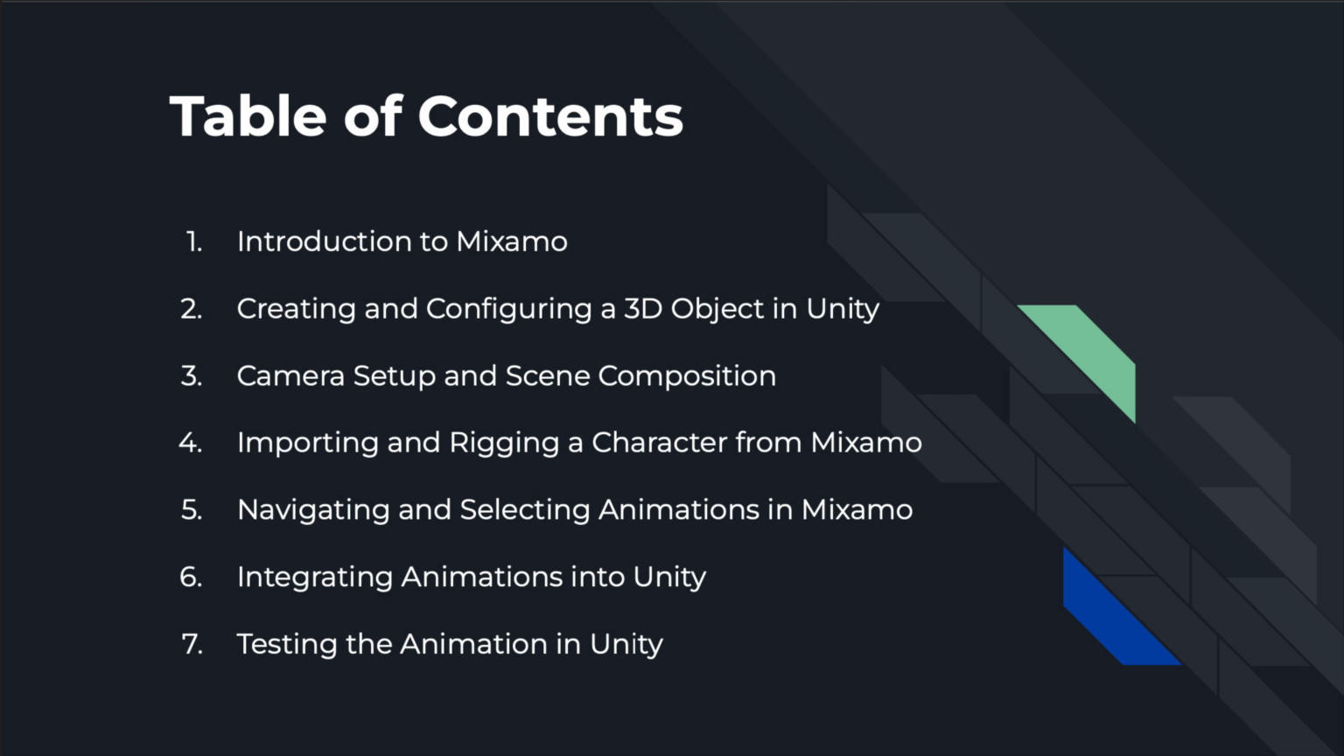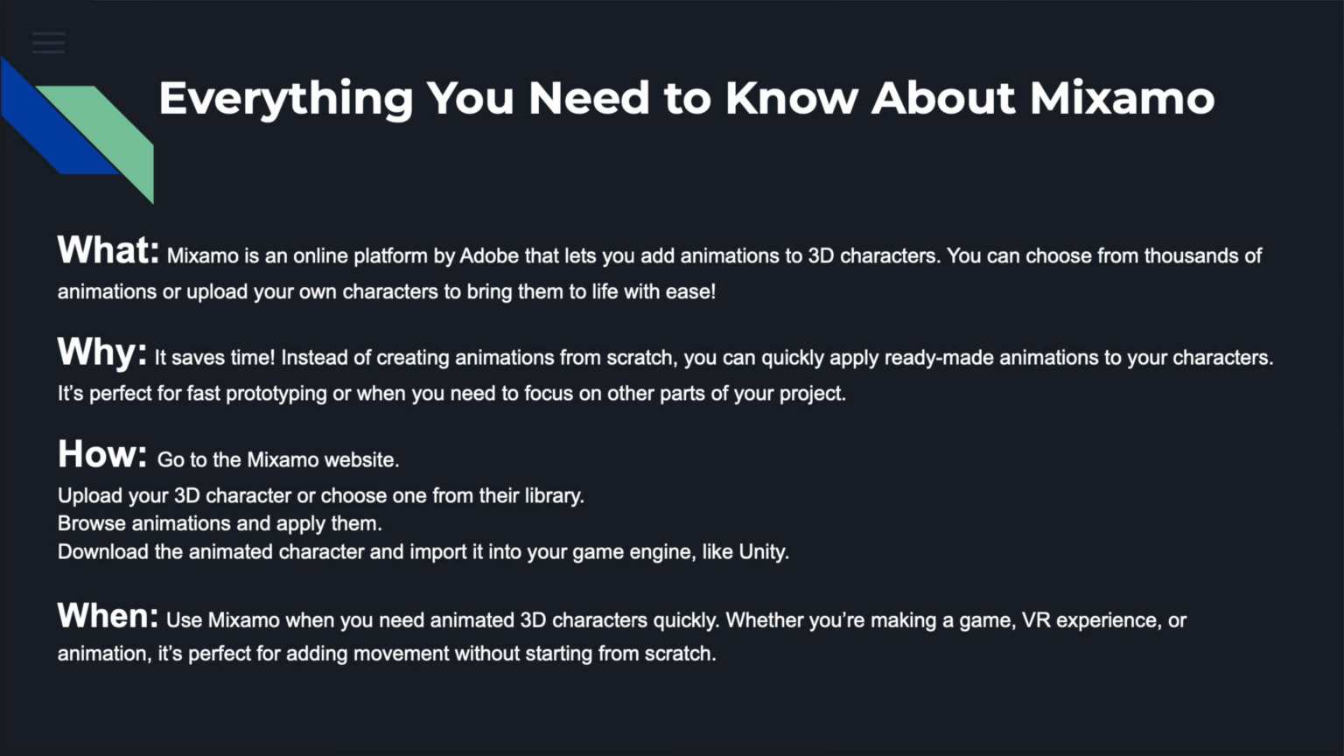For the table of contents, we'll start with an introduction to Mixamo, so everything we need to know about Mixamo, what is Mixamo, things of that nature. Then we'll do creating and configuring a 3D object in Unity, camera setup, then importing the character from Mixamo, and then navigating and selecting animations from Mixamo, integrating that animation into Unity, and then testing the animations. So everything you need to know about Mixamo.